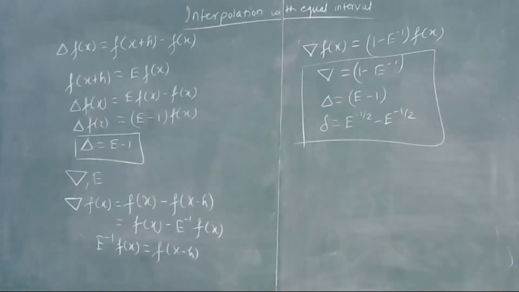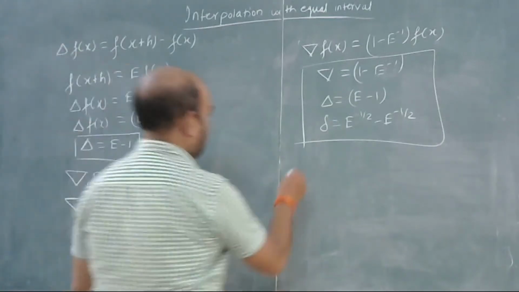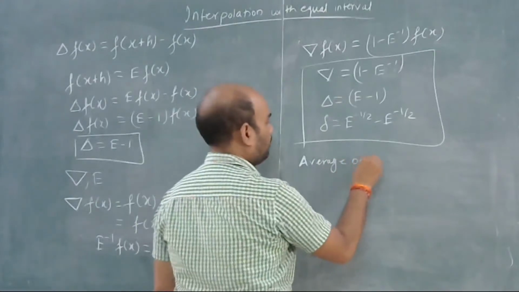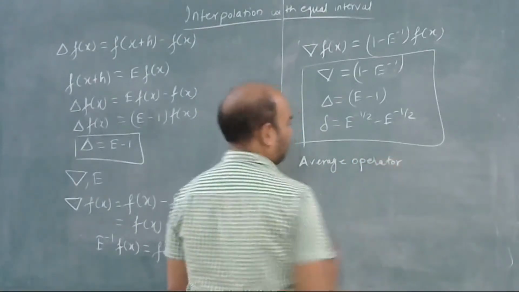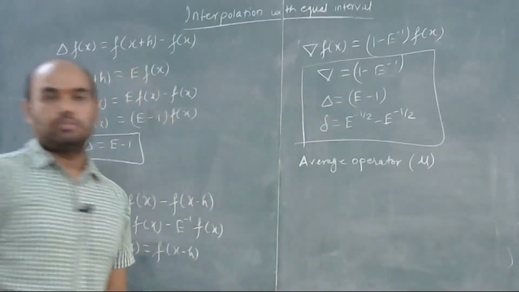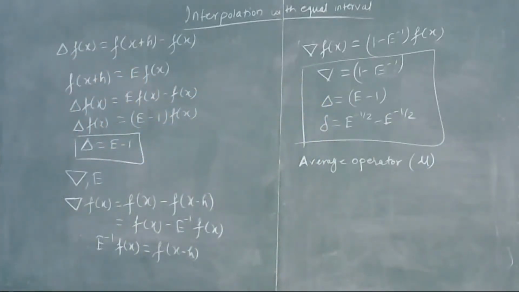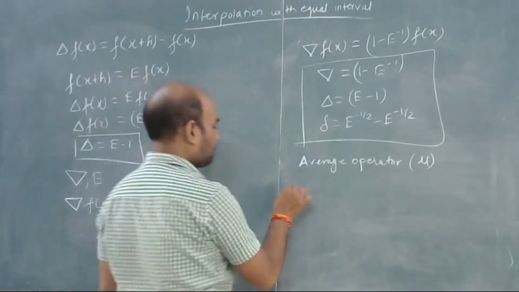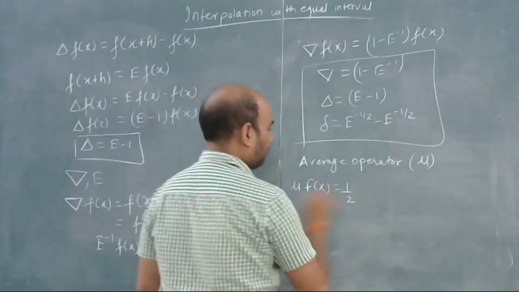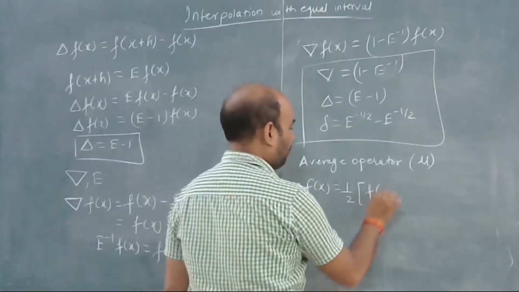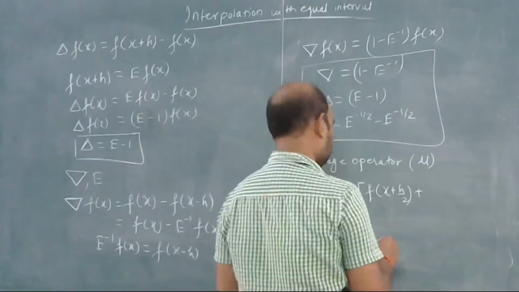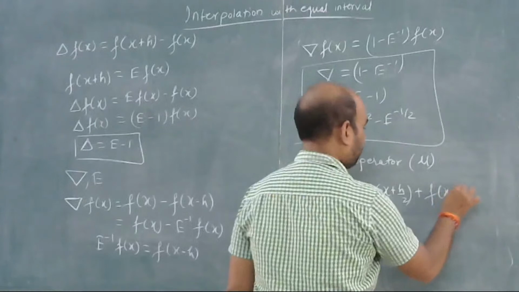Okay. Then we go with the average operator. It is given by mu, or it is also known as the mean operator. Okay. So mu f of x is equal to half f of x plus h by 2 plus half f of x minus h by 2.